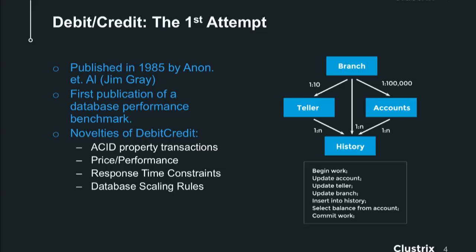TP1 was rampant, spread around, being used. And so Jim actually got together with a group of people and decided we need to create a benchmark, a standard around that benchmark. And he published a paper in 1985. The paper actually introduced three different benchmarks. One of them was a sort, one of them was a scan benchmark, and then this debit credit benchmark to kind of set the stage of how we would measure a database system.